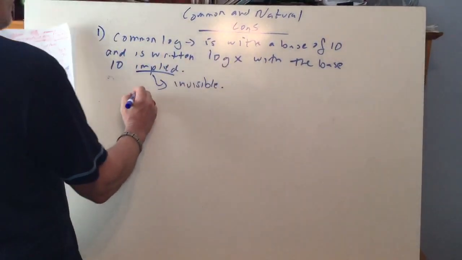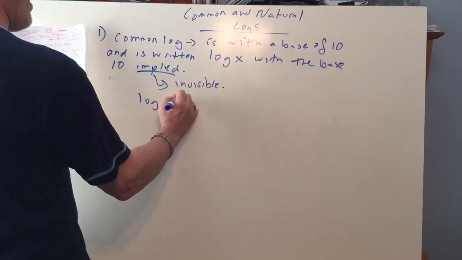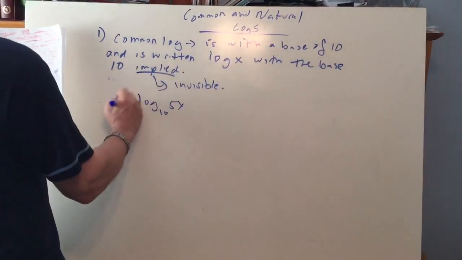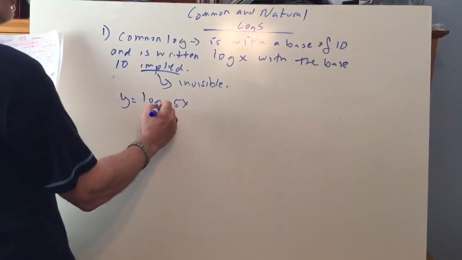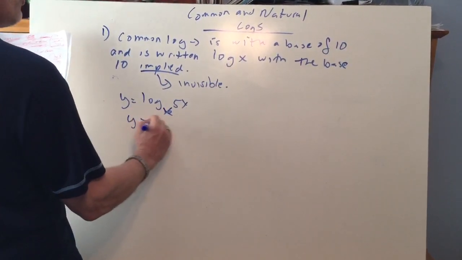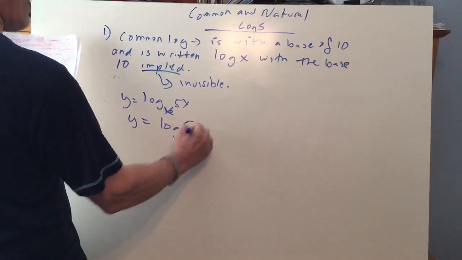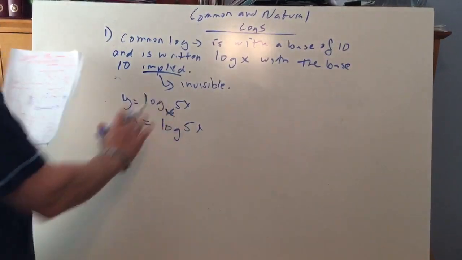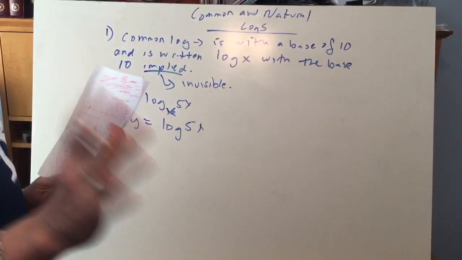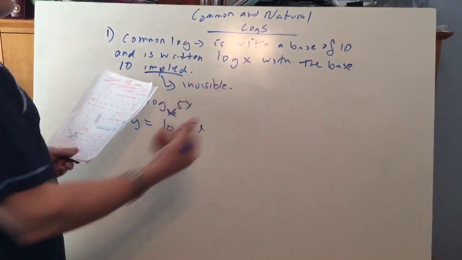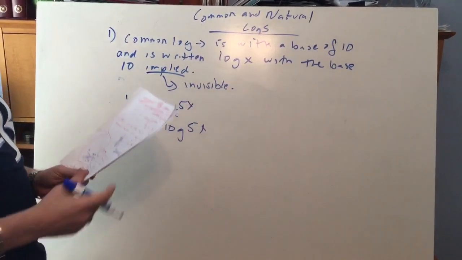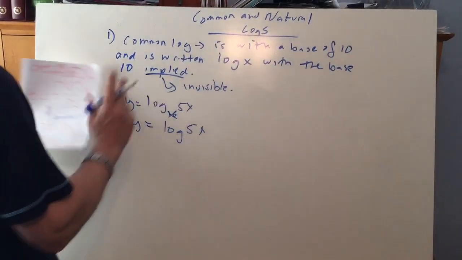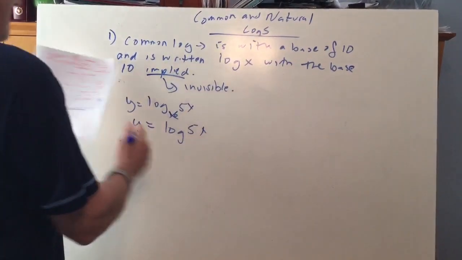So for example, what we give you guys is y equals log 5x, log base 10 of 5x. There's no need for the 10. We just write log 5x. The 10 is invisible. Some of the questions when we're evaluating logs, you'll see that you'll have to put the 10 because it's invisible.